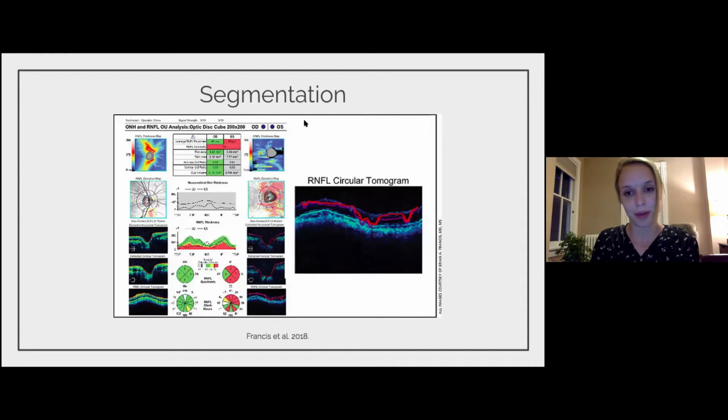Segmentation issues come up a lot as well. So in this example, you can see that the tomogram is all over the place in the left eye, and this is just not a good scan. We wouldn't even bother to assess this data. We would just have to repeat and hope for a better result.